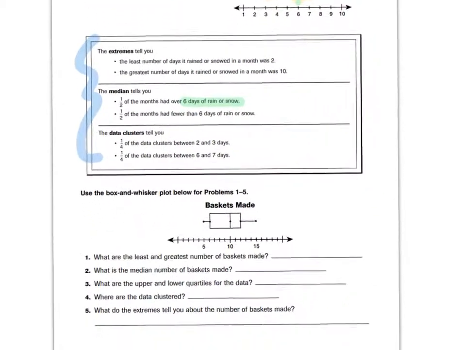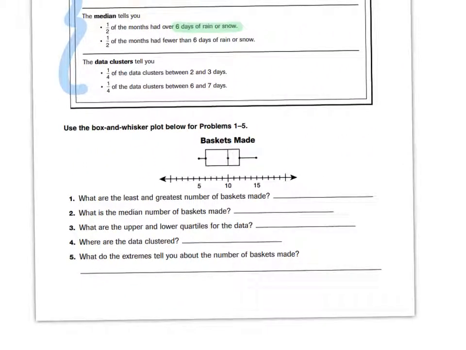Okay, so if we look down at this bottom example, you can see this is talking about baskets made. So the first question, what are the least and greatest number of baskets made? You're looking at the front and the back of the graph. So the least we can say is 5, and the most we can say is 15.